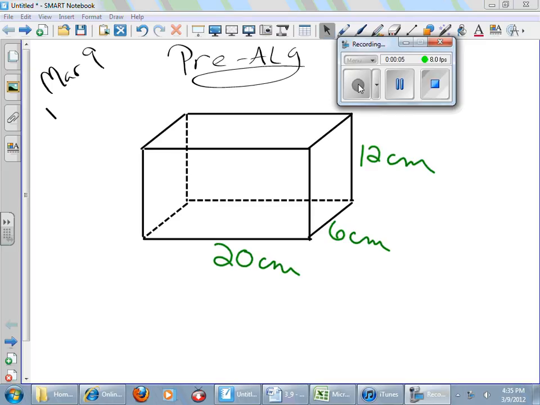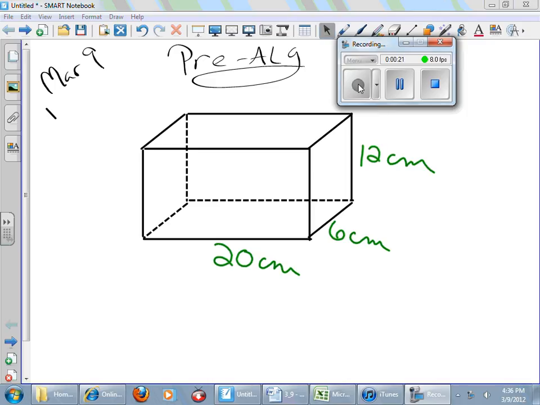All right, we're going to get some volume and surface area practice because we do have a test coming up on Tuesday, possibly Wednesday, but I think it's going to be Tuesday. First of all, please copy down this prism on a sheet of paper, and I want you to calculate the volume and the surface area.